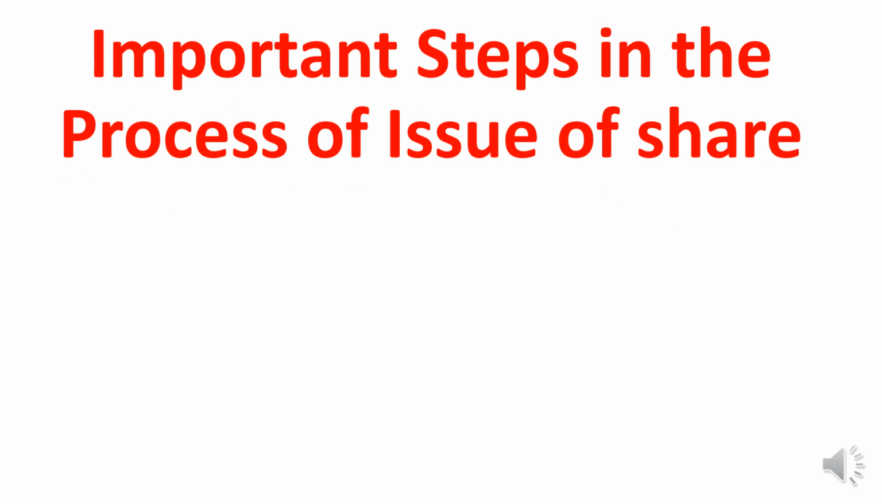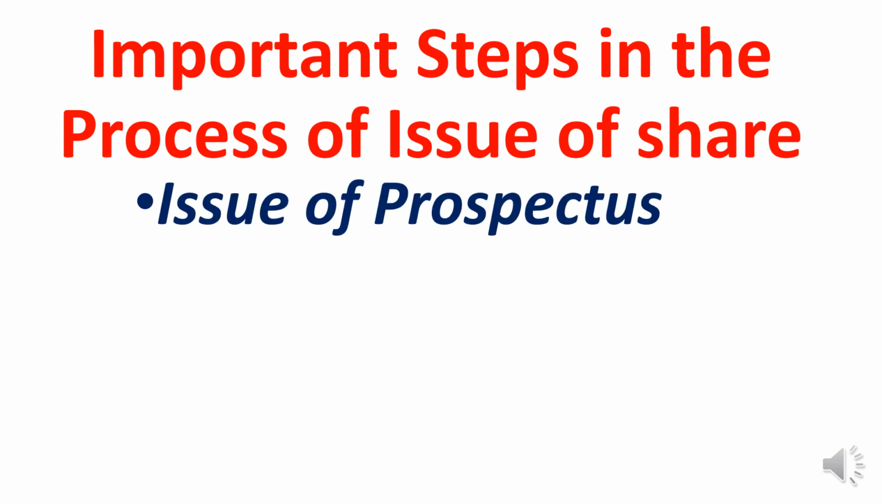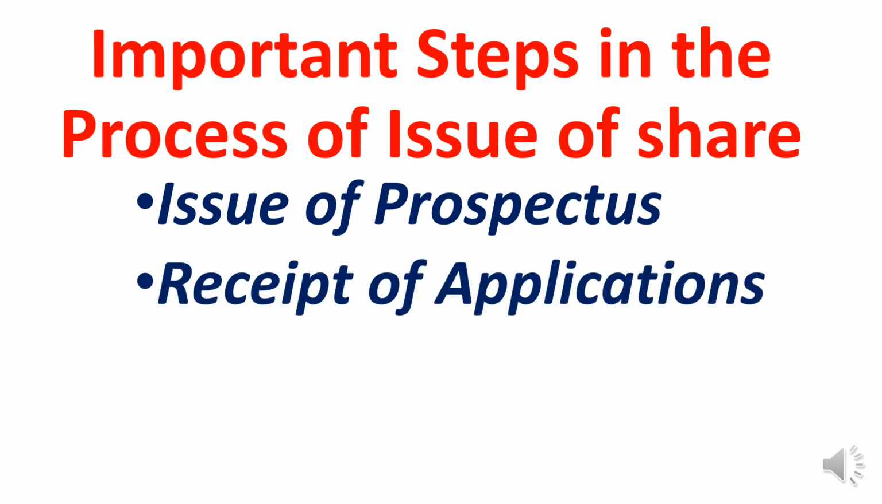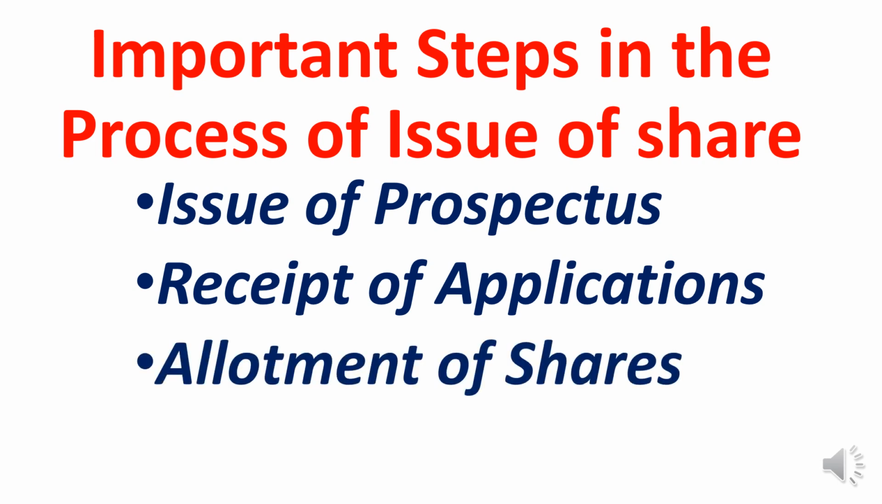So here we will understand the most important steps in the process of issue of shares. First, the issue of prospectus, in the sense the company will issue a document containing all the best possible information, which will be furnished to encourage the investors to invest in company shares, in the sense purchase the shares. The next is receipt of application money. Application money will be received by the company, then the shares will be allotted to the shareholders.